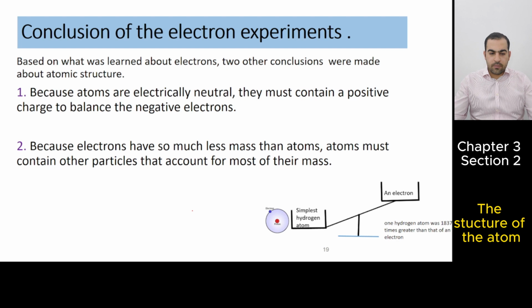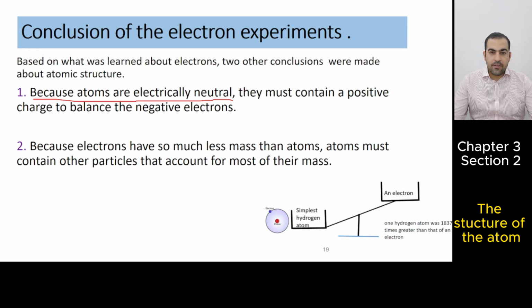Conclusion of the electron experiment. Based on what was learned about electrons, two other conclusions were made about the atomic structure. Let's talk about them. Because atoms are electrically neutral. Atoms, they are neutral. They have discovered the electron. So the electron is negative, but we say that the atom is neutral.